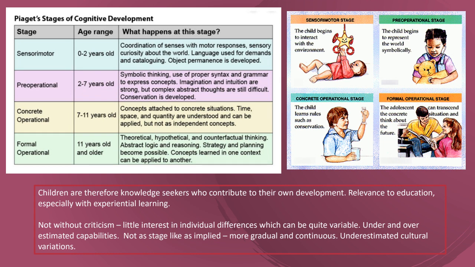When they get to the pre-operational stage of 2 to 7, that's where they start to see the world symbolically. Okay, they can start to express some concepts, they start to develop some imagination and intuition, but they still struggle a little bit with abstract thoughts. So you can see that in Piaget's stage theory, the child moves through these different stages depending on their age range. Okay, so children are therefore knowledge seekers who contribute to their own development, is what he basically says.